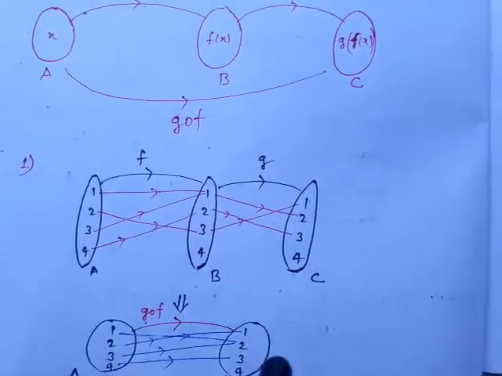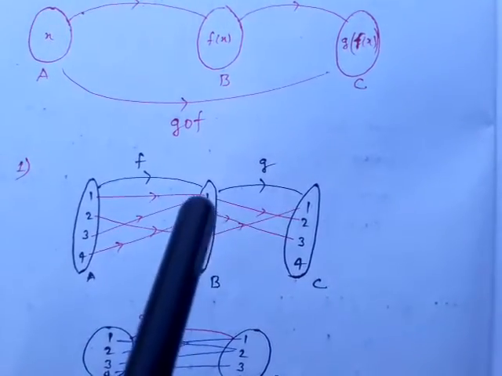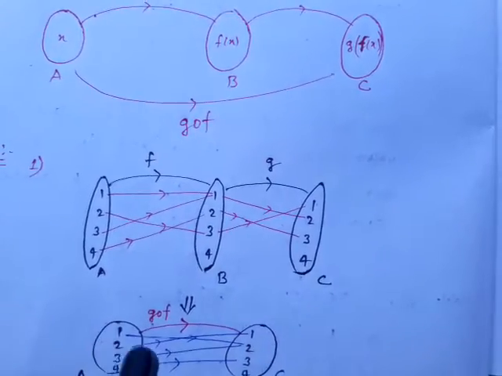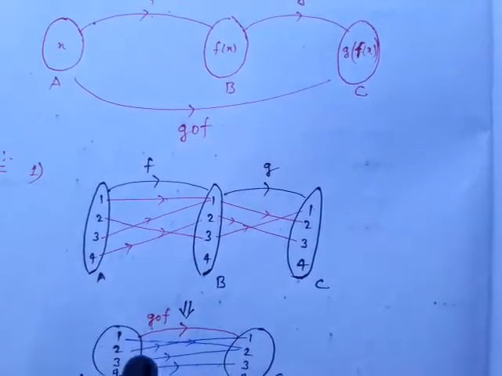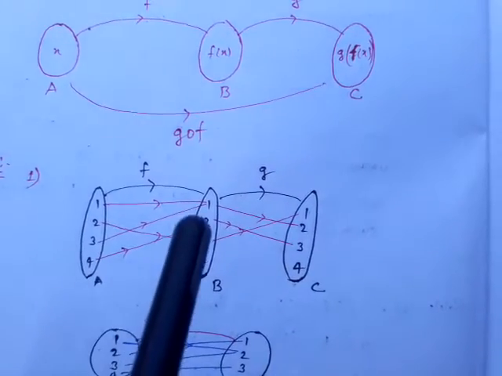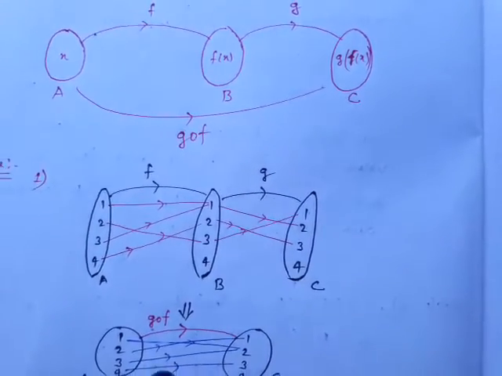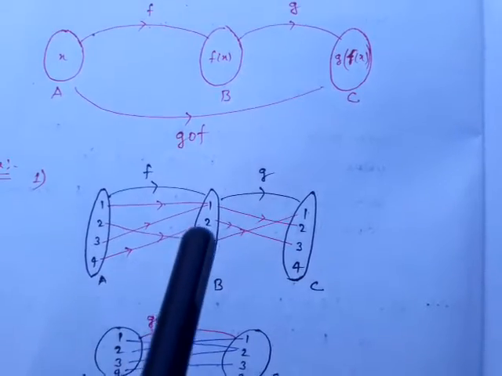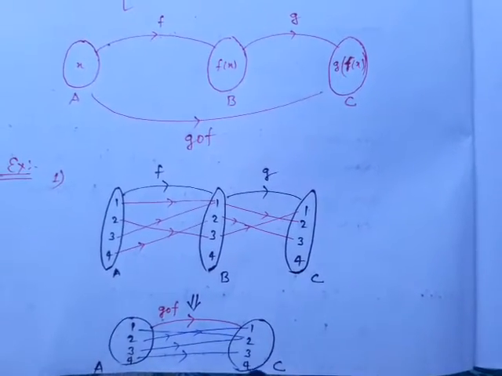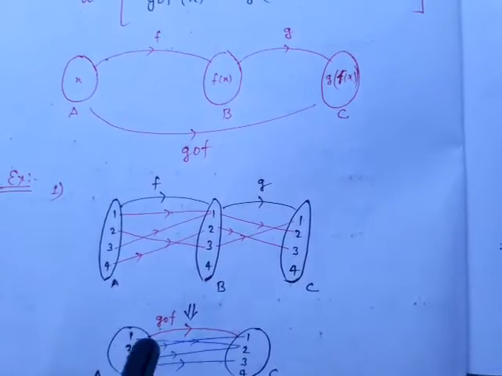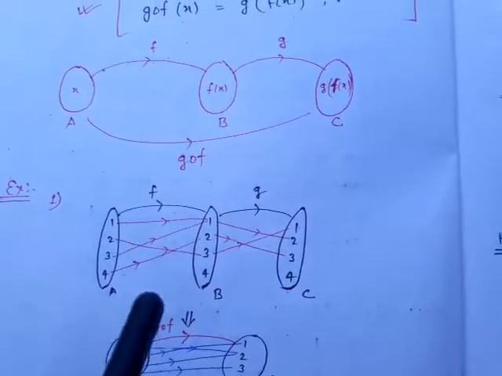Here A to C is defined as: 1 goes to 1 and further 1 goes to 2, so 1 goes to 2. 2 goes to 3 and 3 goes to 1, so 2 goes to 1. 3 goes to 1 and 1 goes to 2, so 3 goes to 2. 4 goes to 2 and 2 goes to 3, so 4 goes to 3. This is the composition function g∘f. Similarly, we understand this in the figure.